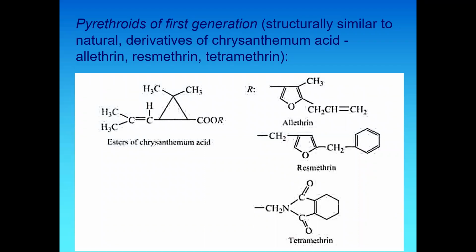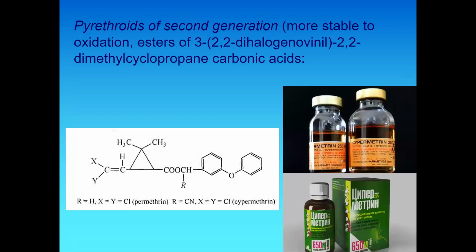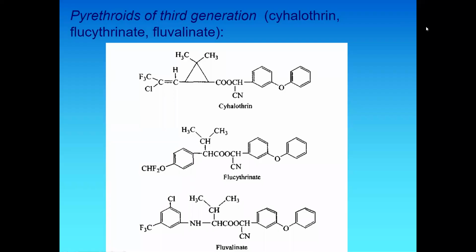Pyrethroids of the first generation are structurally similar to natural derivatives of chrysanthemic acid: allethrin, resmethrin, tetramethrin. Pyrethroids of the second generation are more stable to oxidation, esters of dimethylcyclopropane carboxylic acids: permethrin, cypermethrin. Pyrethroids of the third generation: cyhalothrin, flucythrinate, fluvalinate.